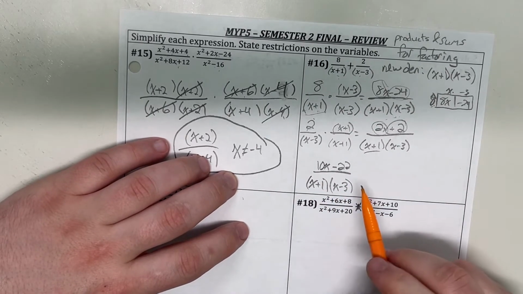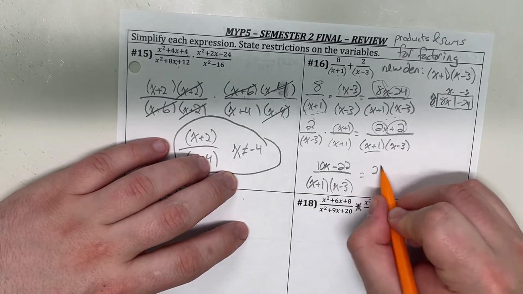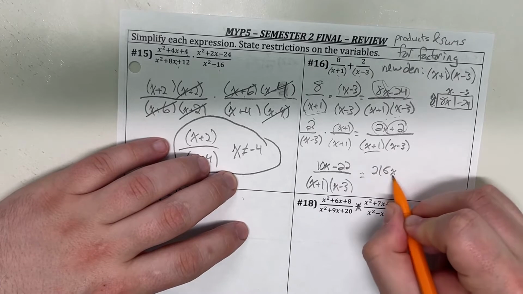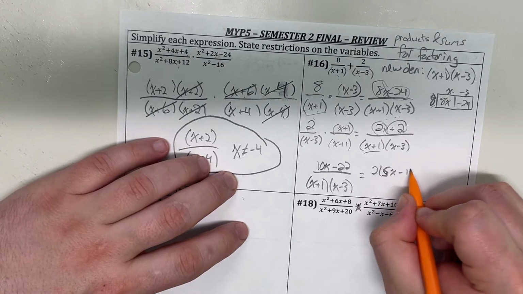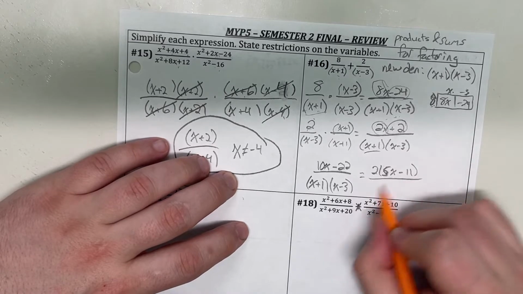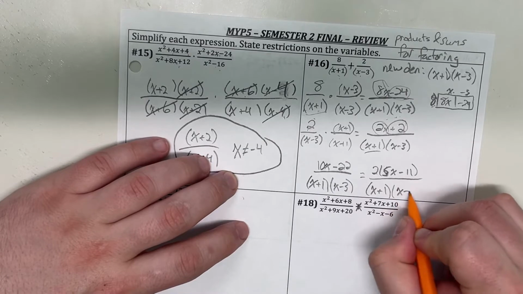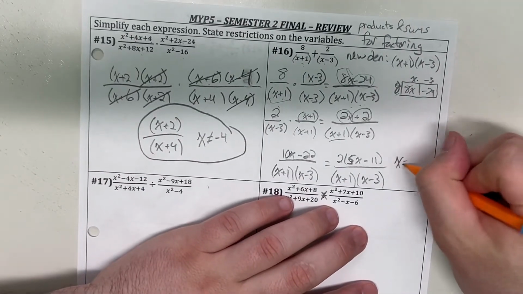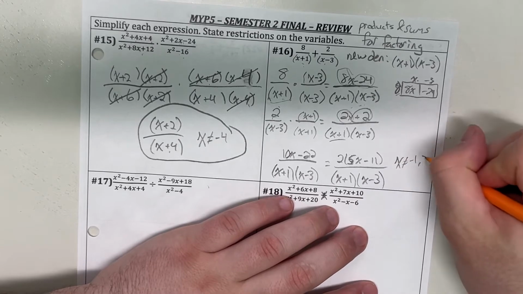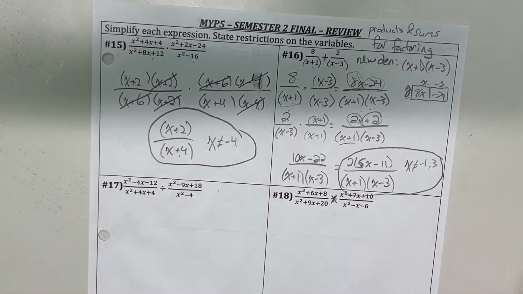Make sure you try to factor out if you can. So I'm going to say it's going to be equal to 2 times 5x minus 11. Sometimes it's able to factor out, sometimes it's not, but it's always good to check. Make sure you write your restriction. So I'm going to say x cannot be equal to negative 1, positive 3. So again, make sure you're seeing those setups for those problems.